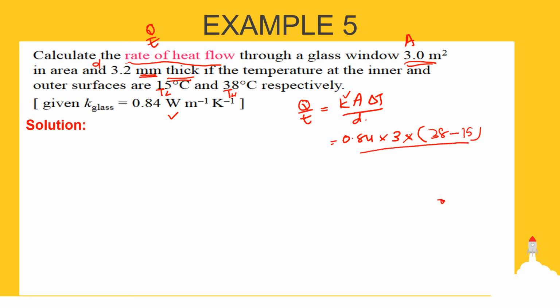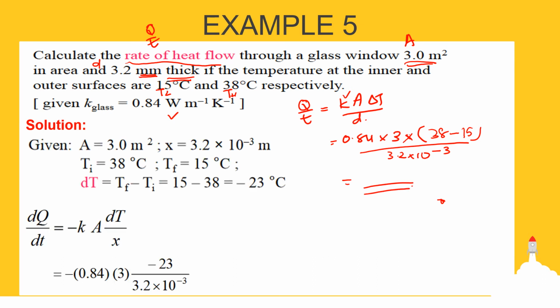bahagi dengan 3.2 darab 10 kuasa negatif 3. Okay, so akan dapat berapa jawapan dia. Okay, so this is the answer. Okay, dia akan dapat nilainya adalah kat sini 1.81 darab 10 kuasa 4 watt. Okay.